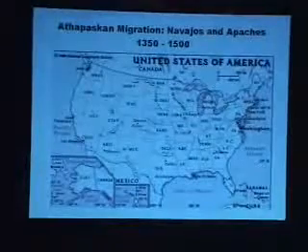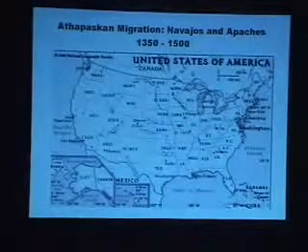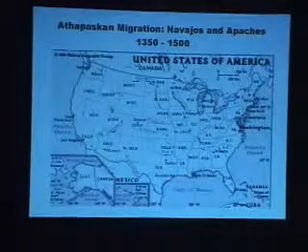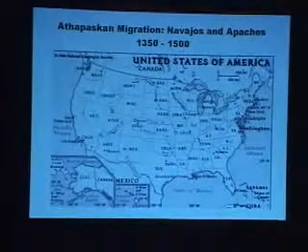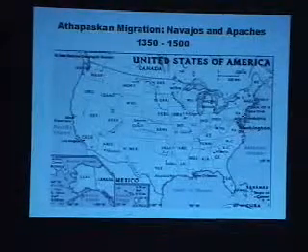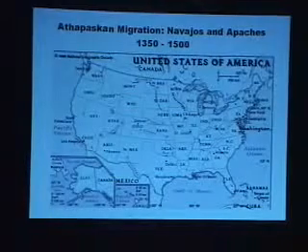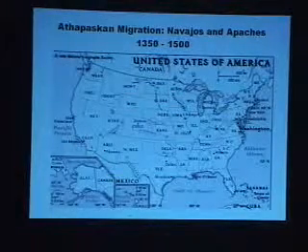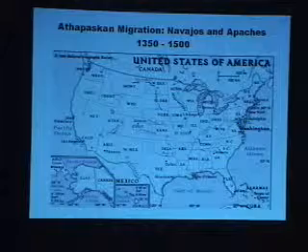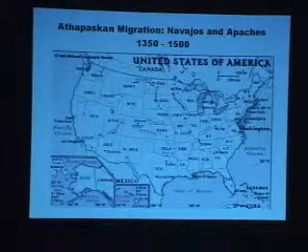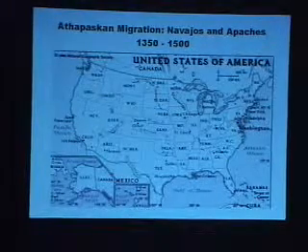Where did the Navajos come from? The Navajos speak an Athapascan language, which is similar to the language spoken by the Apaches, but is very different from the language spoken by the Pueblos. The Athapascan language is similar to the Indian languages spoken in Western Canada and Alaska.